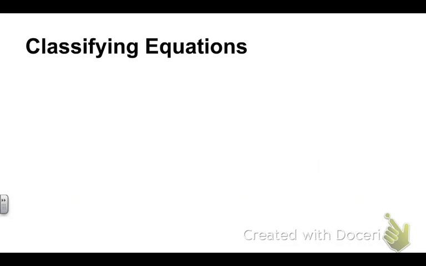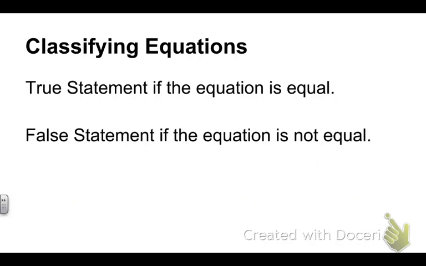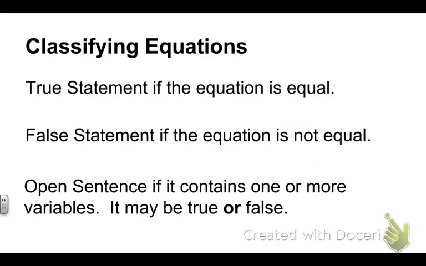So there's a couple different ways you can classify equations. First of all, it's a true statement if the equation is equal. That should just be logical. And then it's a false statement if the equation is not equal. But sometimes you're going to have an open sentence, and that happens if it contains one or more variables. It may be true or it may be false. We don't have enough information. We're not going to do too many with more than one variable. That'll be more for Algebra 2.